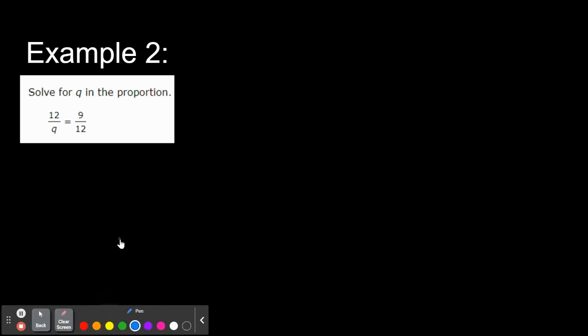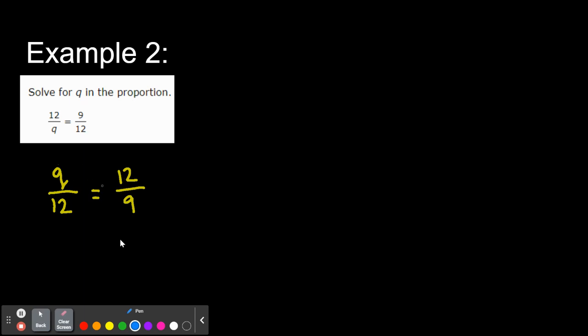Now, one issue that I have with solving this as an equation is that my variable is in the denominator. Okay? I'm going to take the reciprocal of both sides, which just means I'm going to flip both of my fractions. So this is q over 12 now is equal to 12 over 9. I want my variable to be in the numerator because it makes it a lot easier to solve this equation.